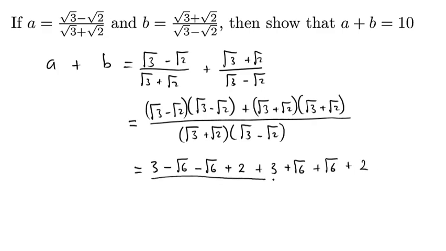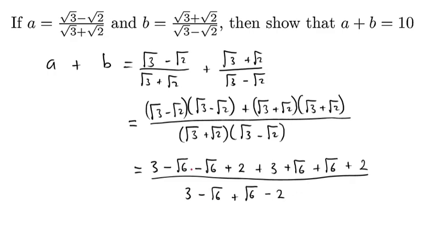All this is over, root 3 times root 3 is 3. Root 3 times root 2 will be root 6. Root 2 times root 3 is again root 6. Then root 2 times root 2 is 2.